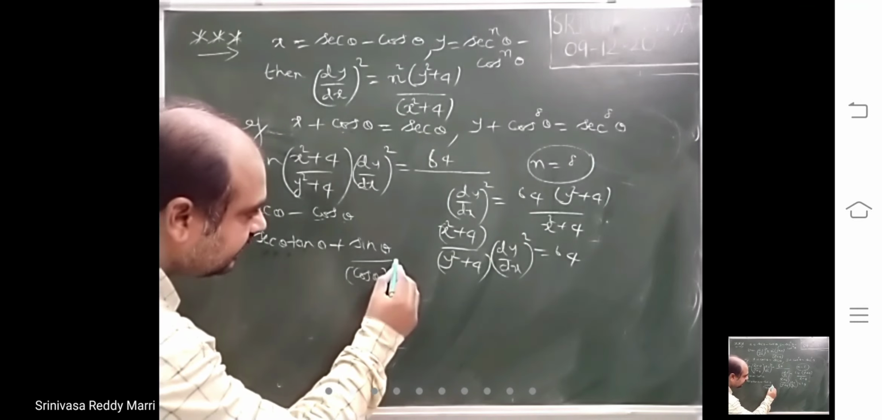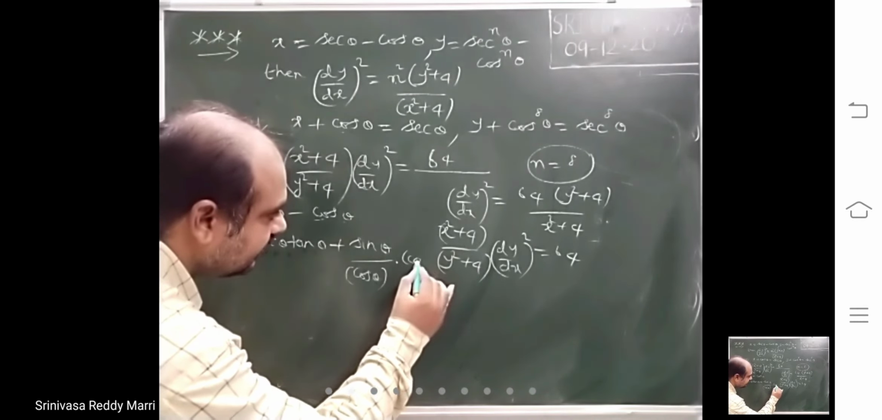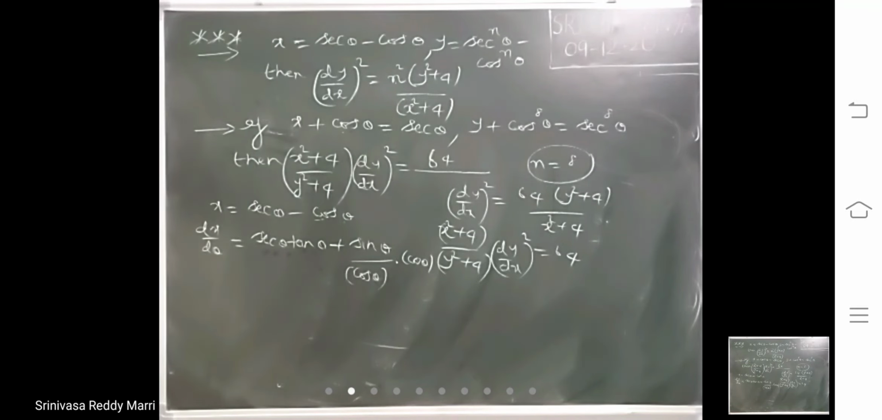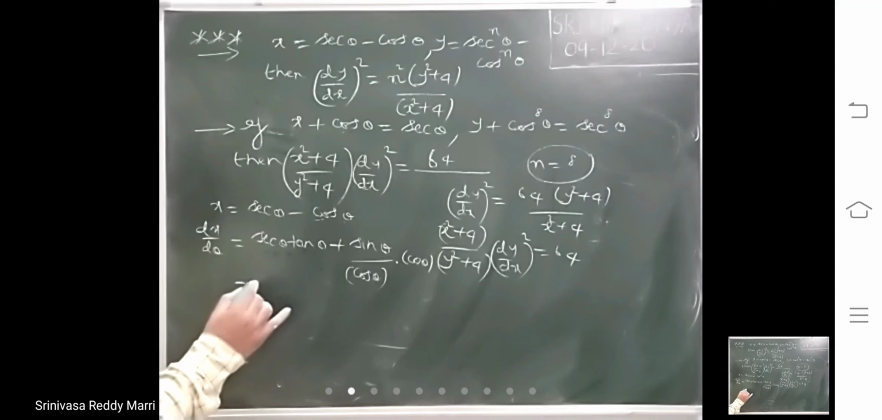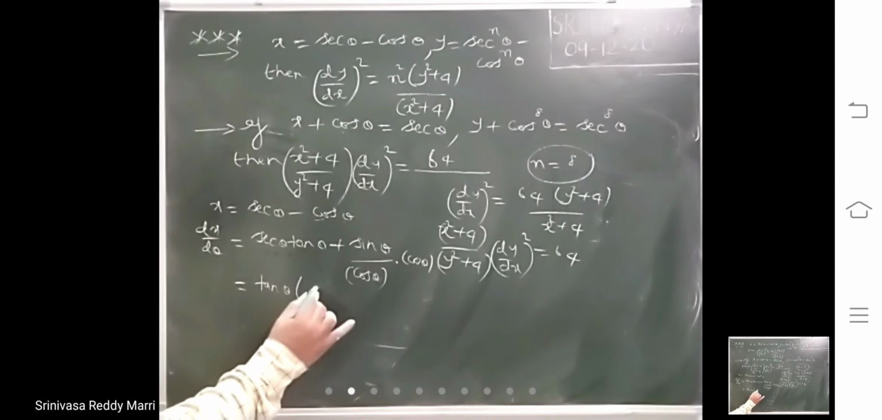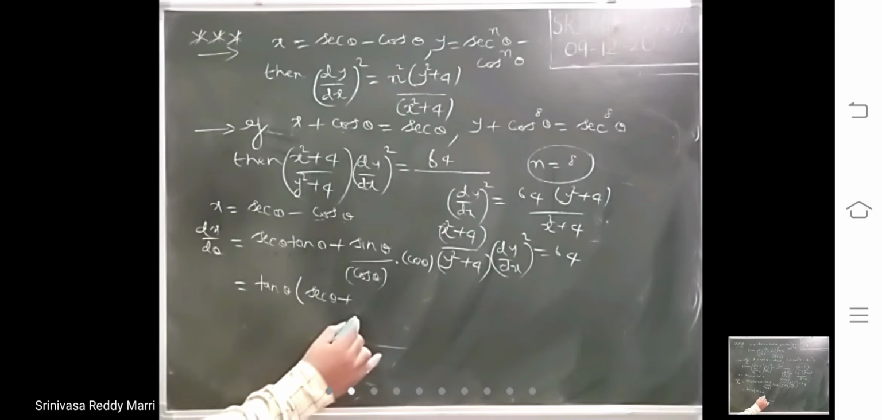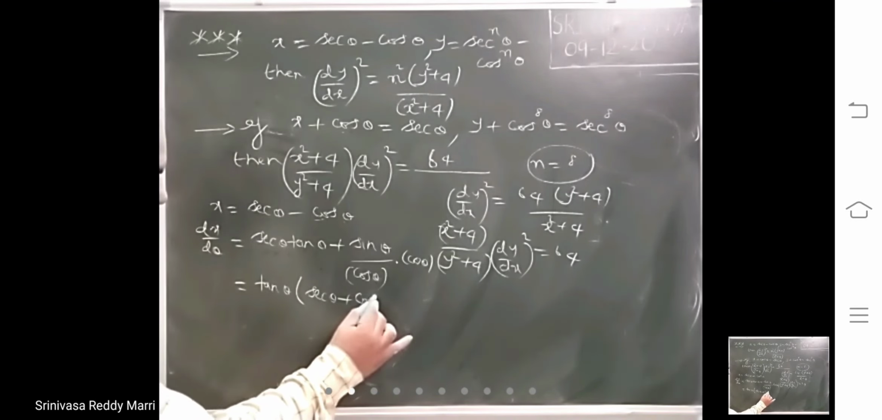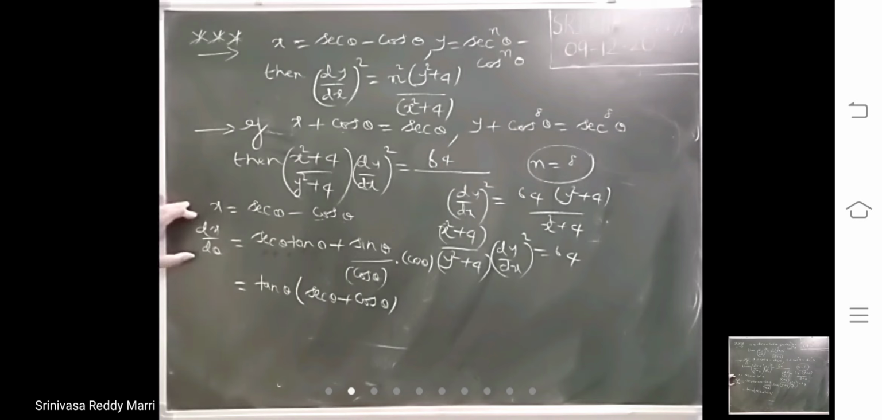I am multiplying and dividing with cos theta. Now this will become tan theta. Tan theta I am taking common. If I take tan theta common, what will I get? Secant theta plus cos theta. Keep it like this. Dx by d theta is nothing but tan theta, I have taken tan theta common, tan theta into secant theta plus cos theta. This is dx by d theta.